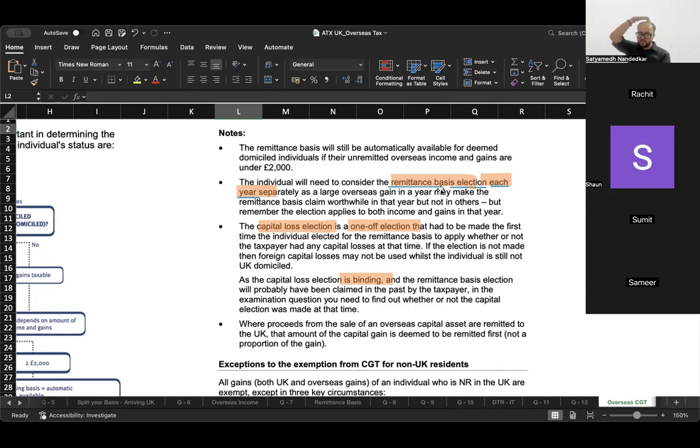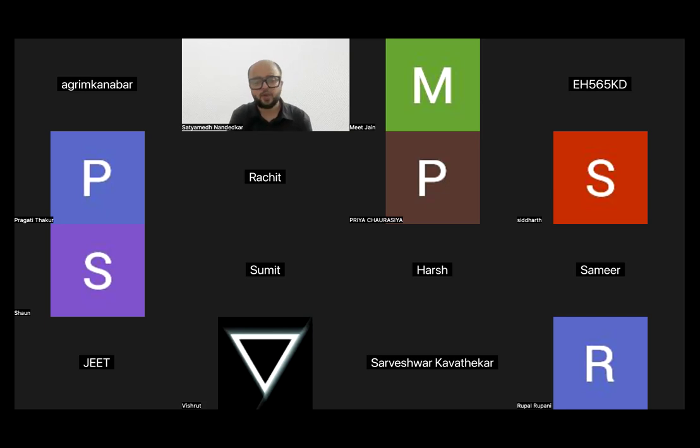Where proceeds from the sale of an overseas capital asset are remitted to the UK, that amount of capital gain is deemed to be remitted first. अब यहाँ पे one critical point that you have to remember is there is a loss election.